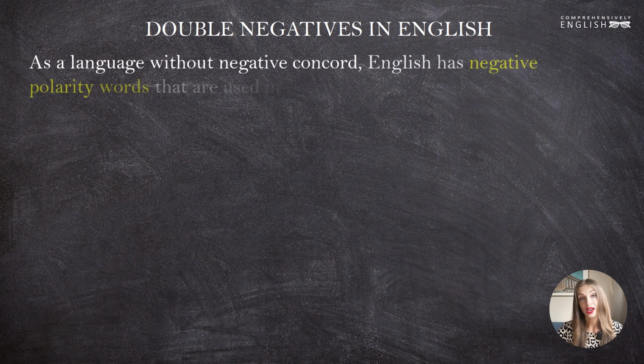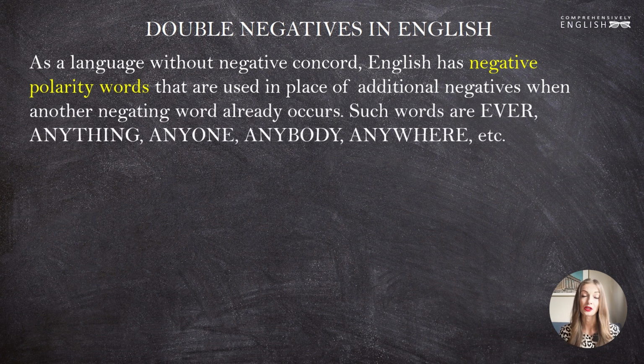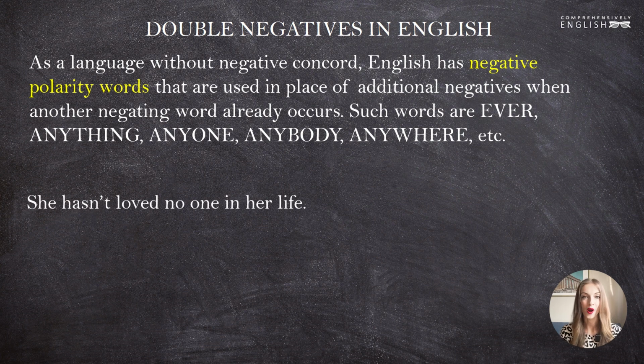As a language without negative concord, English has negative polarity words that are used in place of additional negatives when another negating word already occurs in the sentence. Such words are ever, anything, anyone, anybody, anywhere, and so on and so forth. Let's see. She hasn't loved no one in her life. The first negative element here is hasn't, has not. The second is this negative pronoun no one.